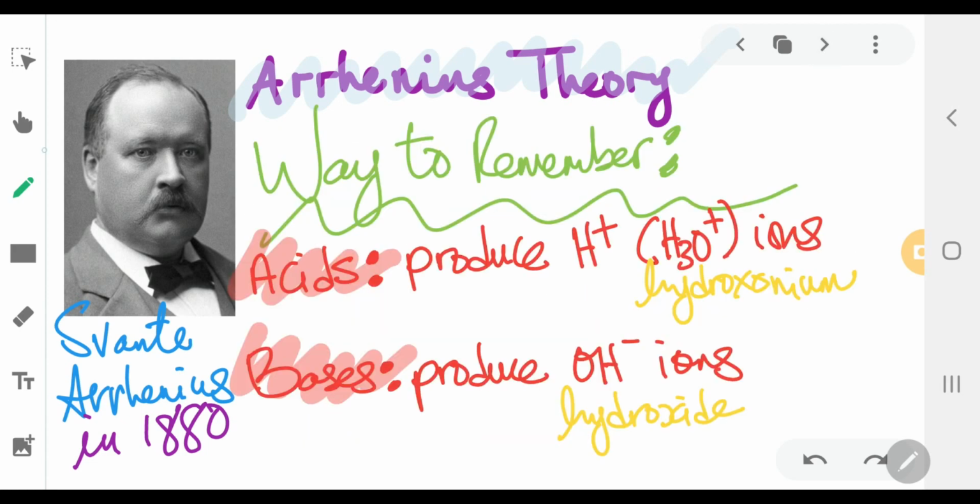Way to remember this: acids are the ones that will produce H plus or proton. The other name for this is proton. H3O plus, the same thing, hydroxonium ions. And bases are those producing OH minus ions, according to Arrhenius theory. So this is a tip for you to remember. What does it mean by acids and bases, according to Arrhenius theory?